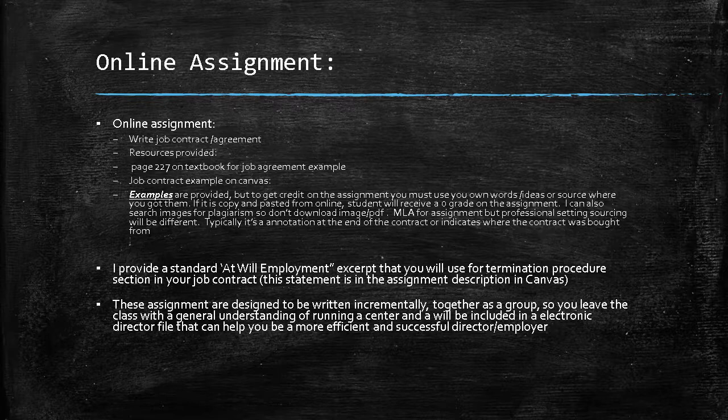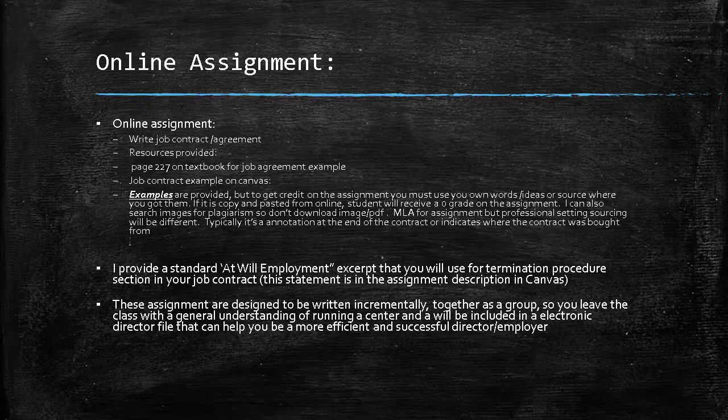Typically, it's an annotation at the end of a contract. It would stipulate who wrote it, who assisted you in writing it, and then it could also be if you buy contracts, because that is an option. So if you're a professional, not a student, and you buy contracts online, you typically annotate where that was bought from.